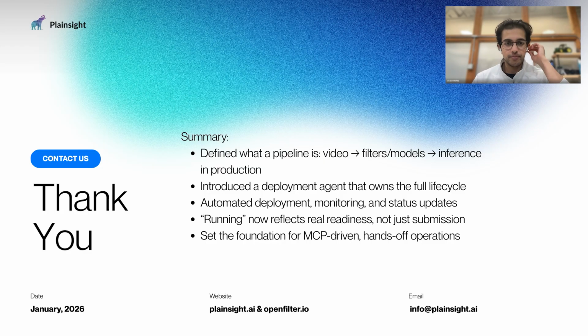The key difference here is how the OpenFilter MCP works with the deployment agent, and how we're able to hand the task of owning the lifecycle to something else, so the user would not have to see any of this end to end, and it would just work seamlessly on their side. So when a customer deploys something like the OpenFilter MCP and the deployment agent, they're not just launching infrastructure, they're getting a confirmed running video pipeline with zero manual steps.